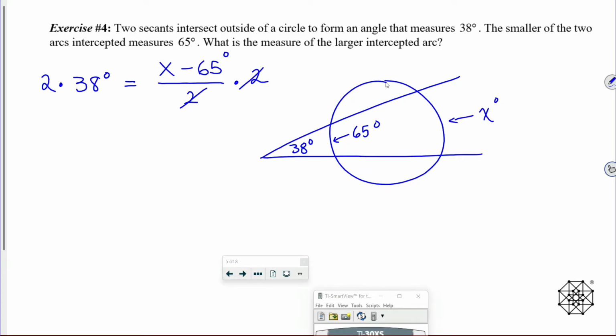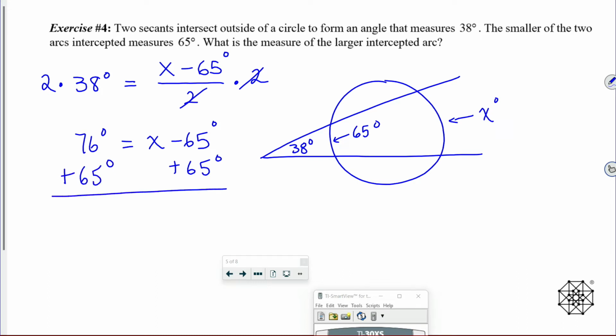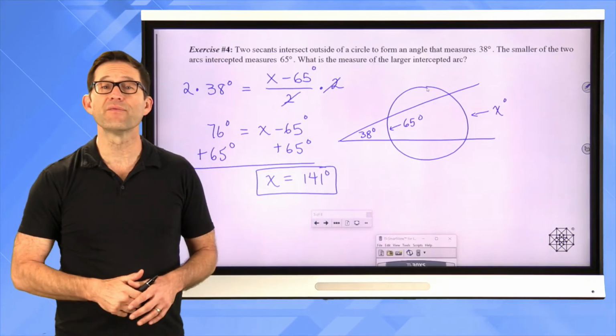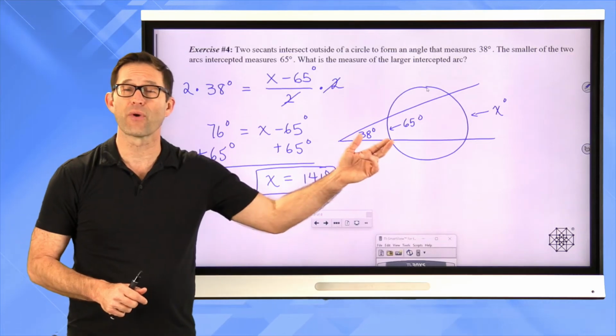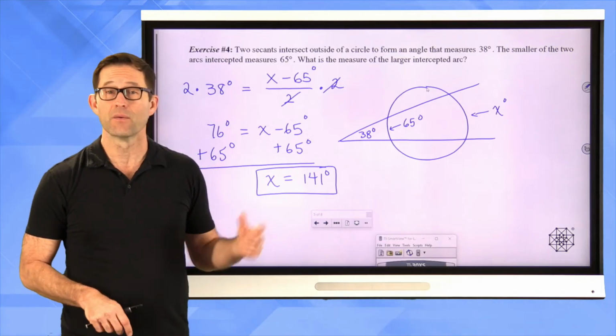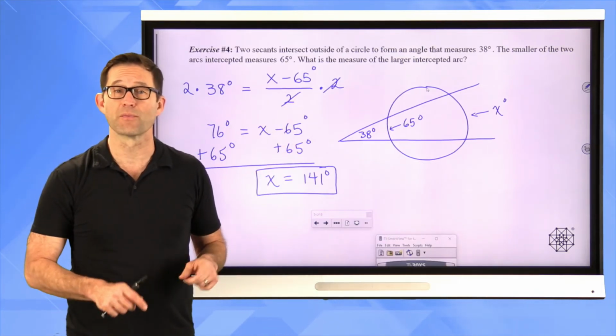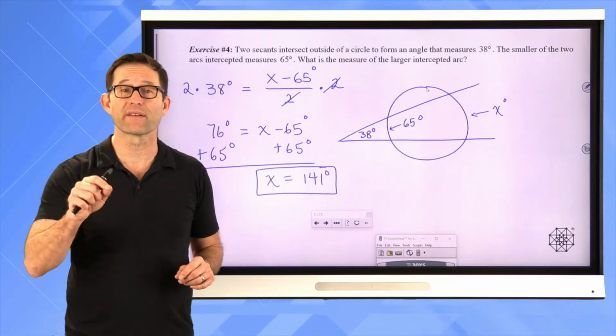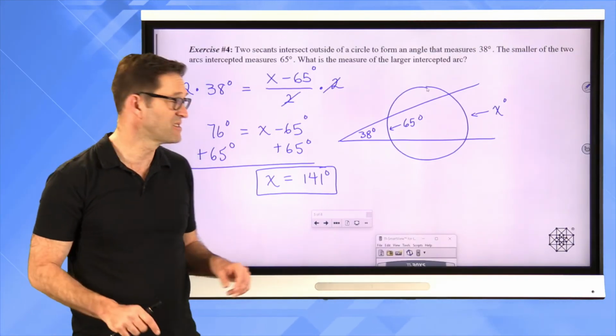We'll just multiply both sides by 2, and we'll get 76 degrees is equal to X minus 65. And we'll just add 65 degrees to both sides. And we will get X is equal to, if my math is correct, 141 degrees. All right. Now you can always check to see if this is right by doing the 141, subtracting the 65, dividing by 2, and ensuring that you've got that 38 degrees, right? Most of you will probably just trust your algebra, but it never hurts to check with the direct application of the theorem. All right, let's keep going.